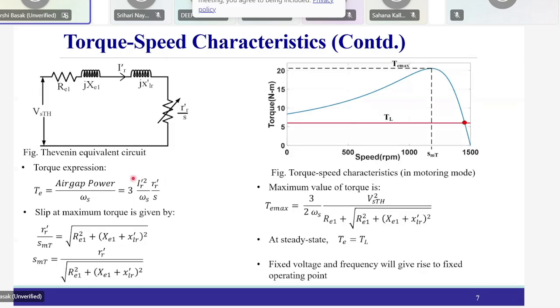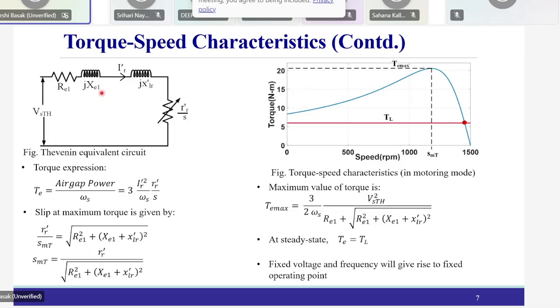And then we can find out the slip at maximum torque. Slip at maximum torque will be given by this expression. And if you see the air gap power corresponding to this expression, you can find out the slip at maximum torque. This is also a utility of the equivalent circuit: if you want to find out the slip at maximum torque, you equate the variable resistance with that of the internal impedance, and that will be given by RR dash by SMT equal to this over under root of this expression.